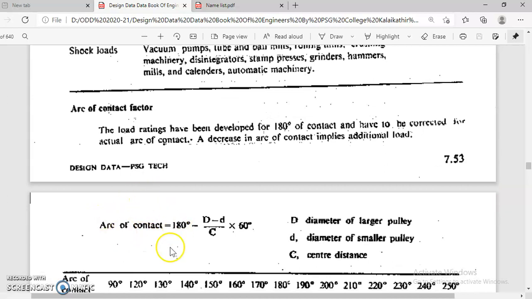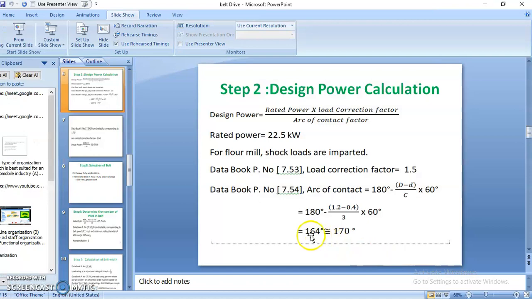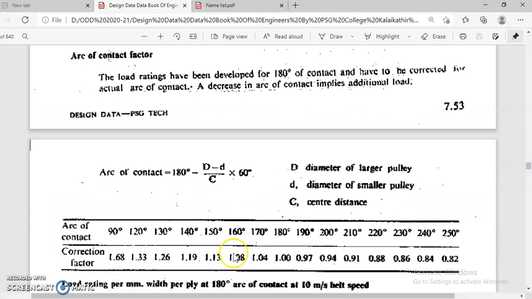And the arc of contact factor. You have to calculate the arc of contact: 180 minus (D minus d) by C into 60 degree. So 180 minus (D is 1.2 meter minus small d 0.4 meter) divided by C 3 meter into 60 degree, which is approximately equal to 170 degree. So the arc of contact factor corresponding to 170 degree is 1.04.